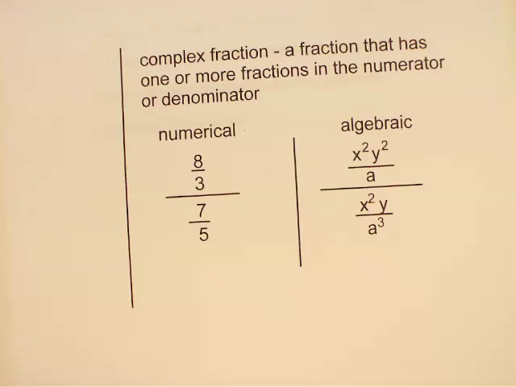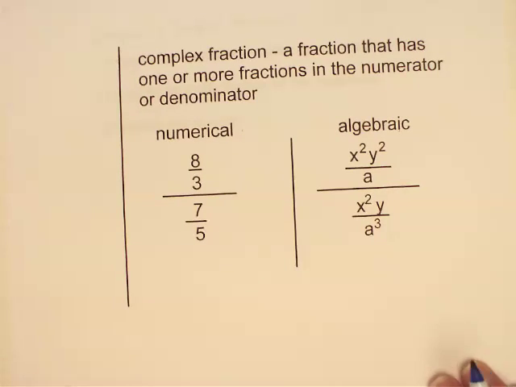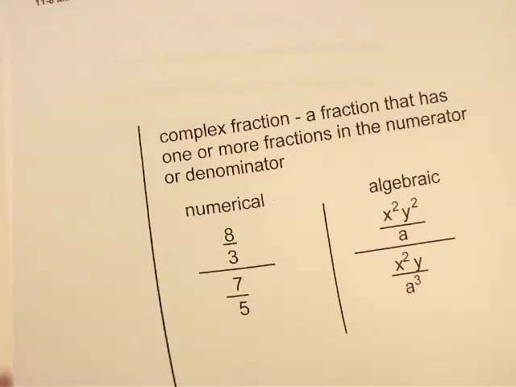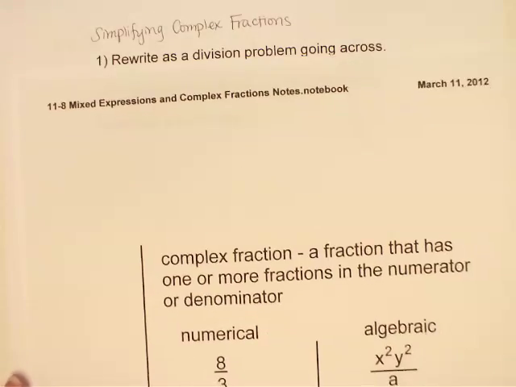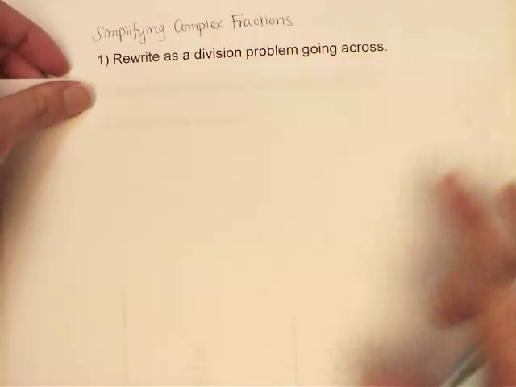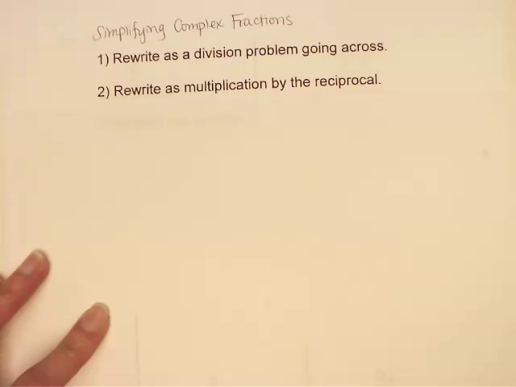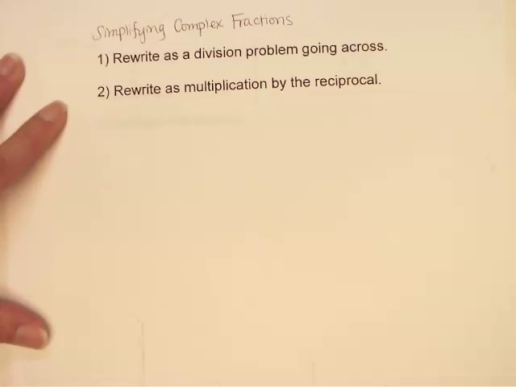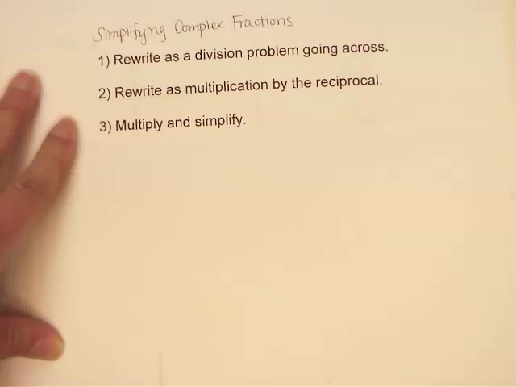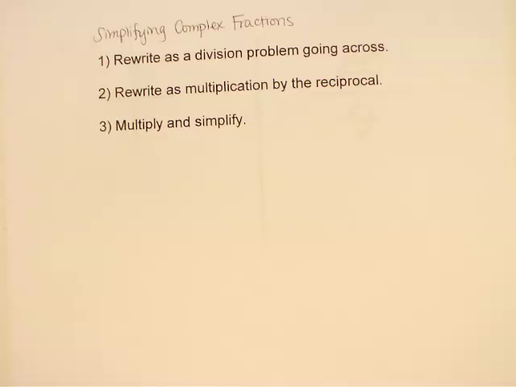So we're going to take a look at how to actually simplify both of these. You'll recall that in order to simplify these, number 1, we rewrite as a division problem going across. Number 2, we rewrite it as a multiplication problem by the reciprocal, so we flip the second fraction. And number 3, we multiply and simplify. Let's take a look at that in action.